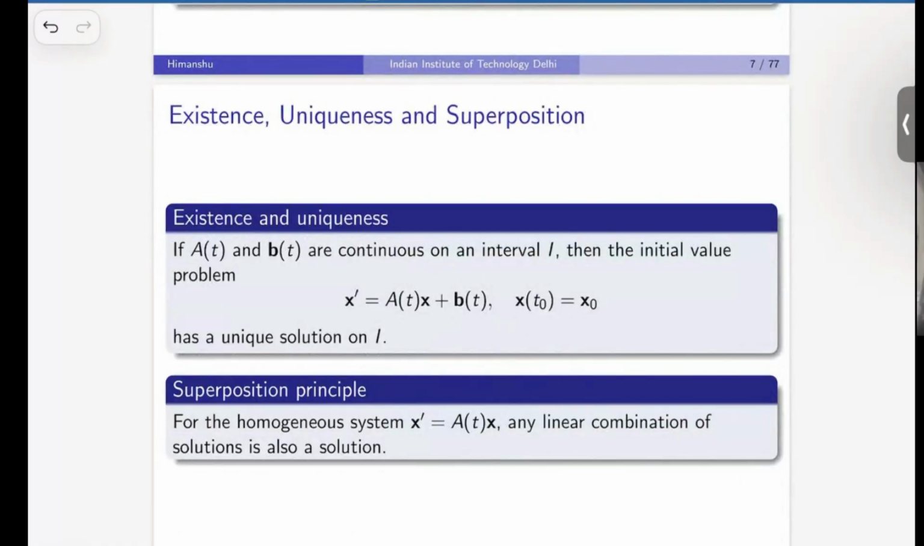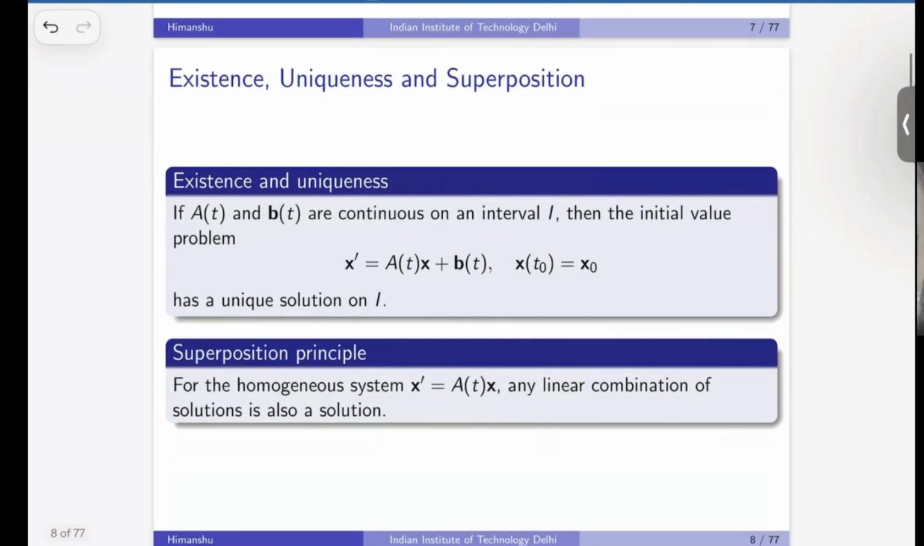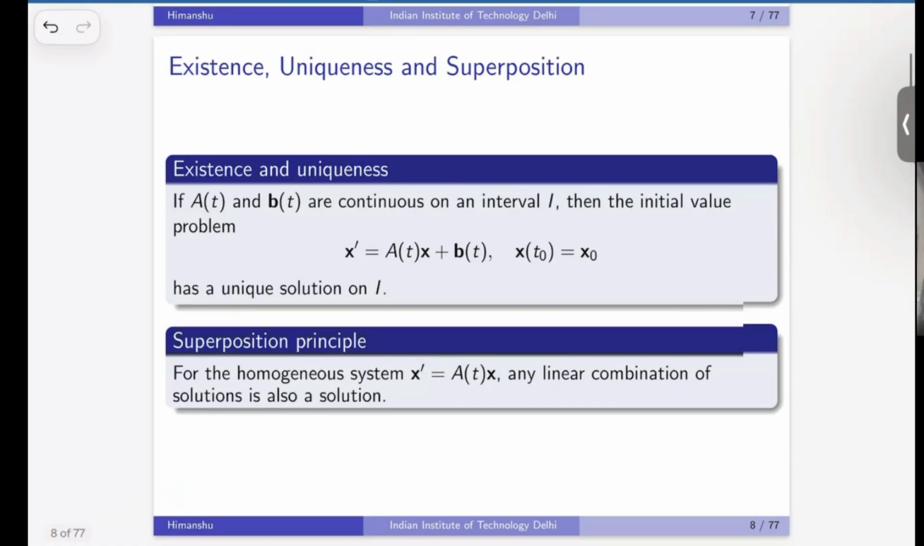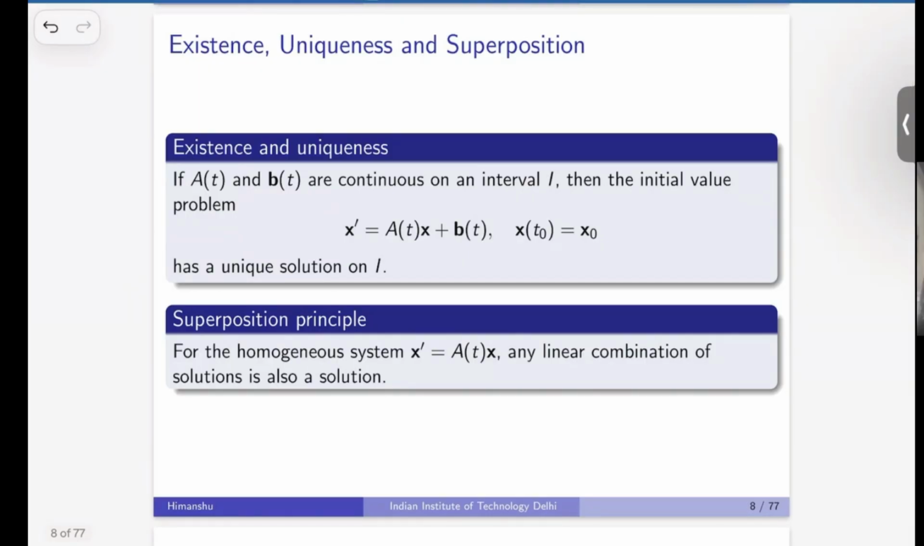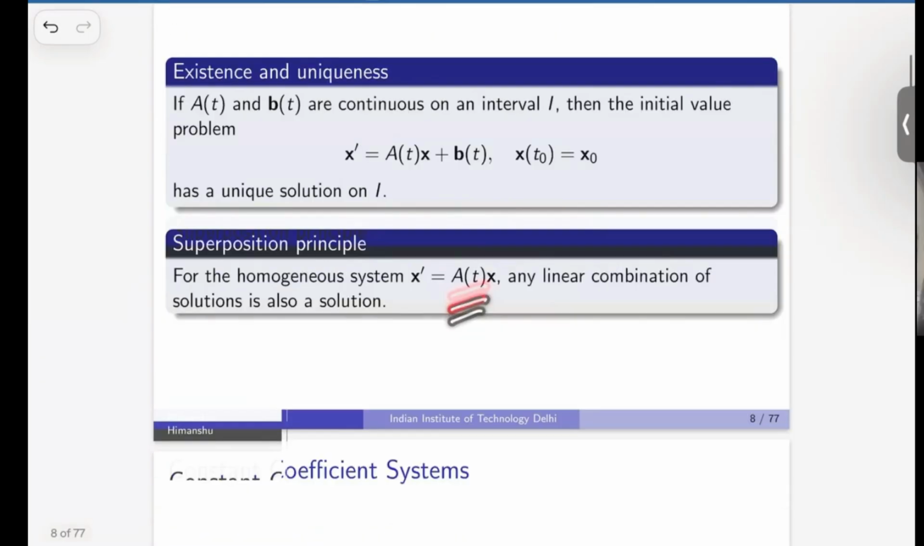Similarly, as we have done for second order or higher order differential equations, whenever our matrices A(t) and b(t) are continuous, which means all the coefficients in A(t) are continuous, whenever I am saying a matrix is continuous, then the initial value problem has a unique solution on I, since A(t) and b(t) are continuous on I. Similarly, if we have some solutions, then the linear combination is also a solution for the homogeneous case.